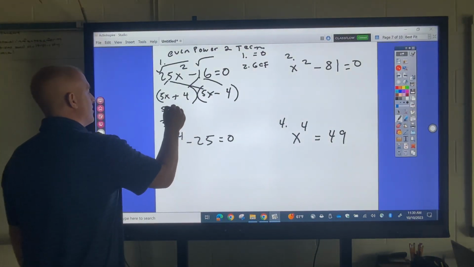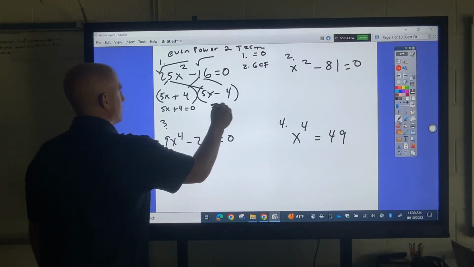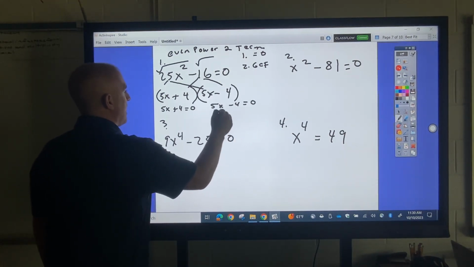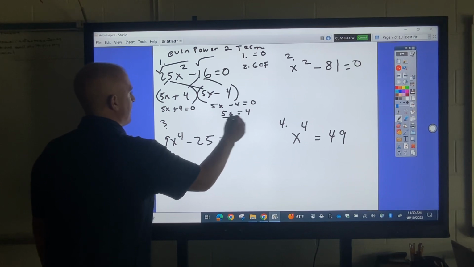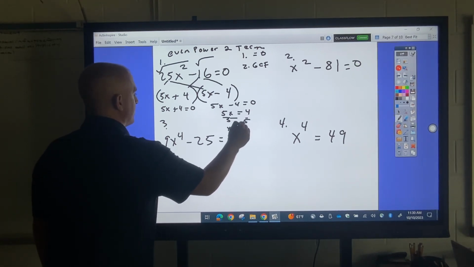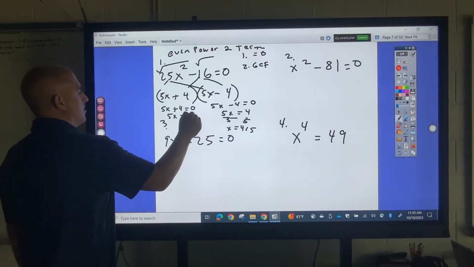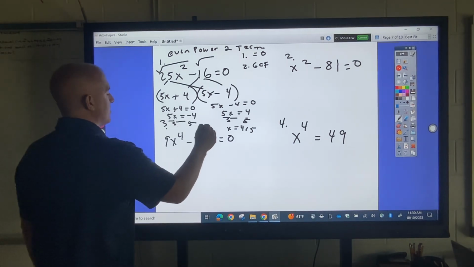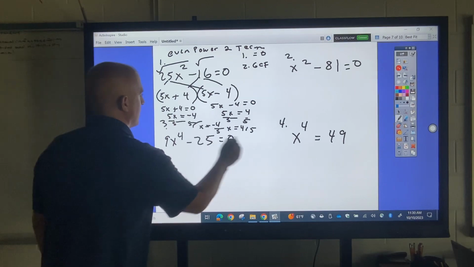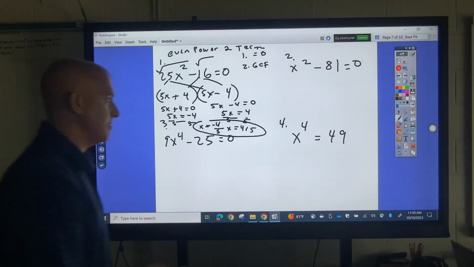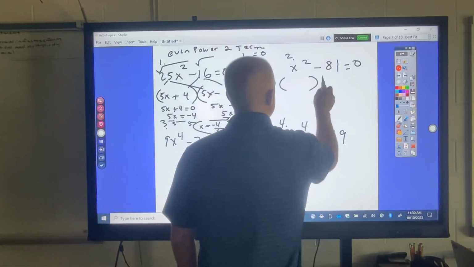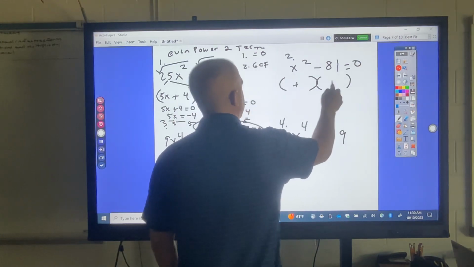So I set these equal to 0. This is 5x equals 4. Divide by 5, I got x equals 4/5. This I would subtract 4. Divide by 5, I get x equals negative 4/5. Okay? Factor solutions. Okay? Now this one, it's already set equal to 0, plus and minus.